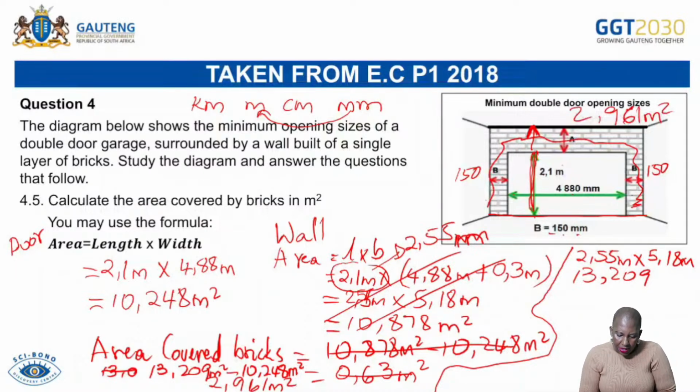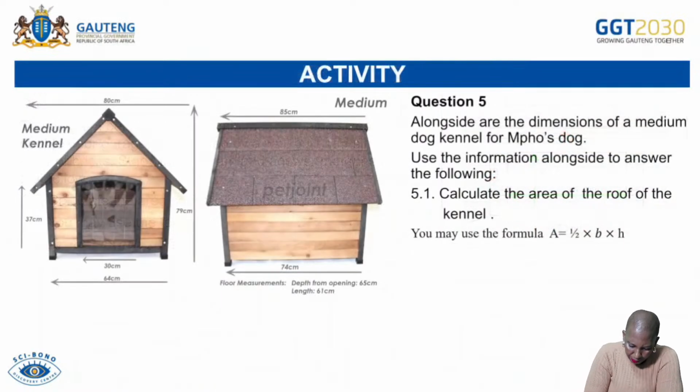We nearly made a mistake because we only took the height of the door, excluding the height of the wall. And remember, now the wall starts from here up until there. We have to add the height of A. Now quickly, let's have a look at this one. This one is so nice as well.